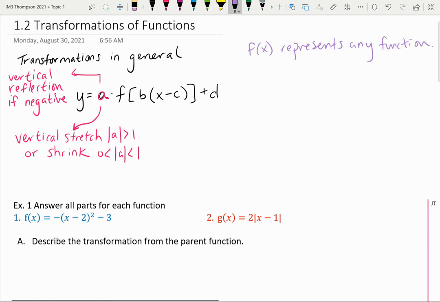F of x represents any function. So far, the functions we've been reviewing are these three from Math 2: a linear function, a quadratic function, and an absolute value function.